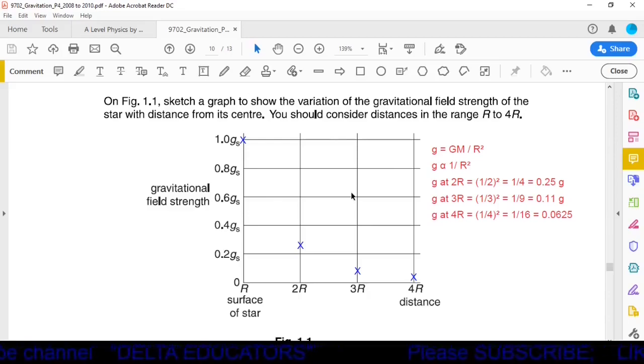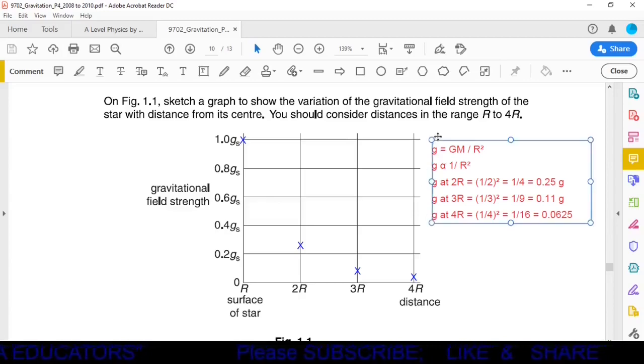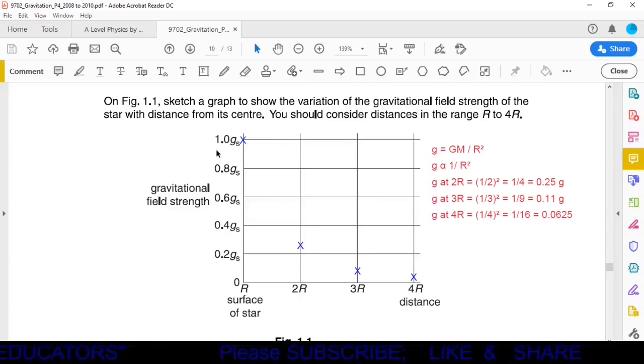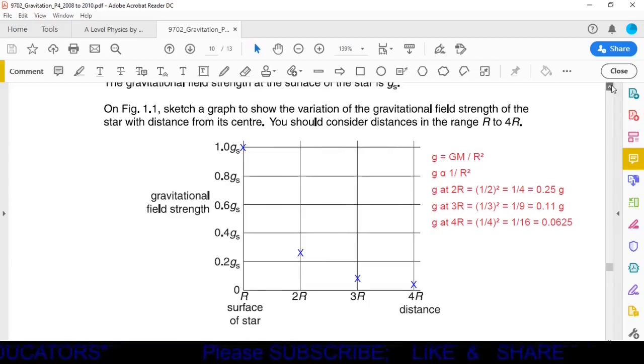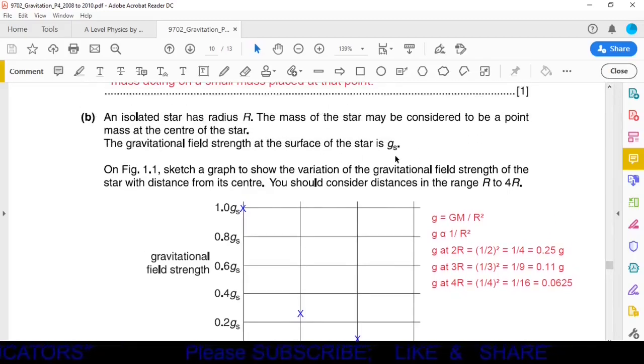Here we have to plot a graph for the variation of the gravitational field strength. Gravitational field strength is given as GM over r square. So we can say gravitational field strength is inversely proportional to the square of the distance. Now we have to find out the value of g at point r, at point 2r, at point 3r and at point 4r. At point r, the value of g is given, it is equal to 1 Gs. At the surface of the star, the value is Gs.